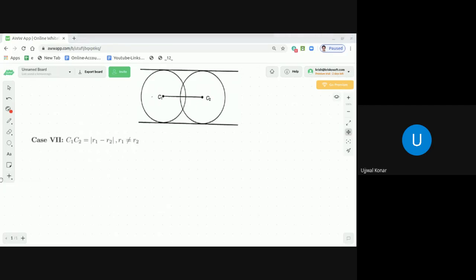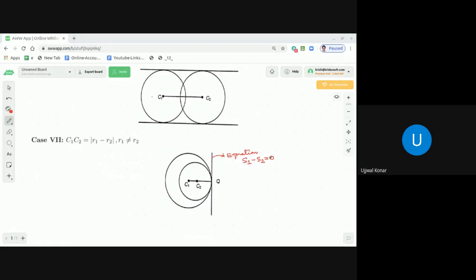If we give a visual representation of case 7, it is something like this. I hope you are able to make sense of whatever I drew and wrote: C1C2 is equal to mod of R1 minus R2, where R1 is not equal to R2. That means these two circles touch each other internally. Therefore we have only one common tangent, and its equation is S1 minus S2 equal to 0. It is pretty simple. What will be its equation? It will be S1 minus S2 equal to 0.